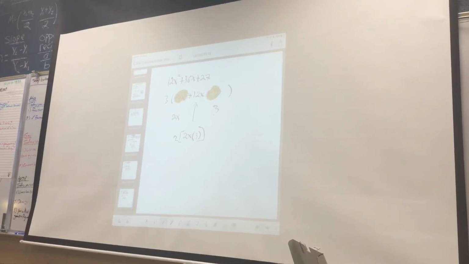So when I write my actual answer, it'd be 3 times (2x plus 3) squared. This 3 right here that I pulled out at the very beginning, I make sure I put it right there so I don't forget about it. That's pretty much the difference: if you had a GCF to pull out first, you just pull it out, forget about it until the very end, and slap it onto the side.